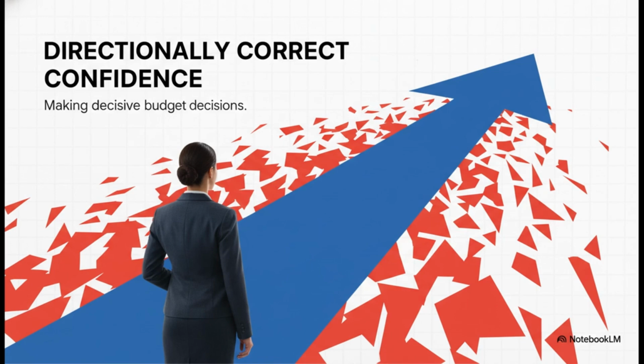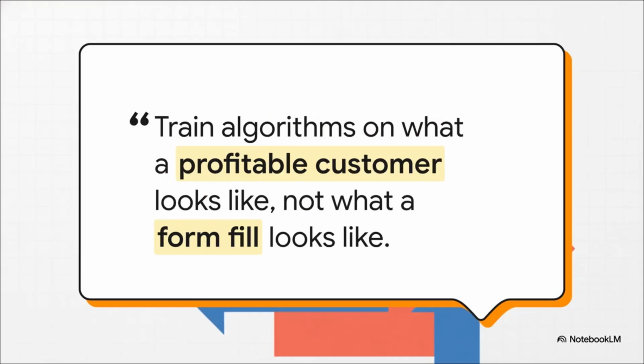Look, the goal here isn't to chase some impossible dream of pixel-perfect attribution. That's a myth. It doesn't exist anymore. The real goal is something much more valuable: directionally correct confidence. It means having enough clear, truthful data that you can make big budget decisions decisively, instead of always feeling like you're on the defensive.